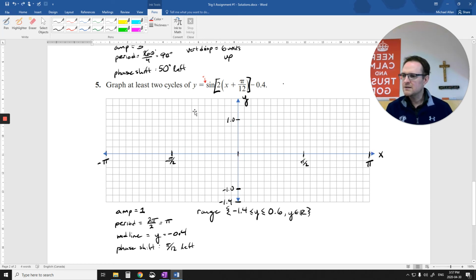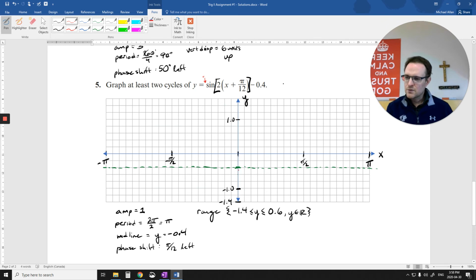I forgot to put the midline in there. Maybe I should put that midline in there, because that's where the key is. The midline is at negative 0.4. 2, 4 right here. So that is my midline. I just dot that in there. That's going to be the important line. Cool. Okay. Now I can draw those sine curves.